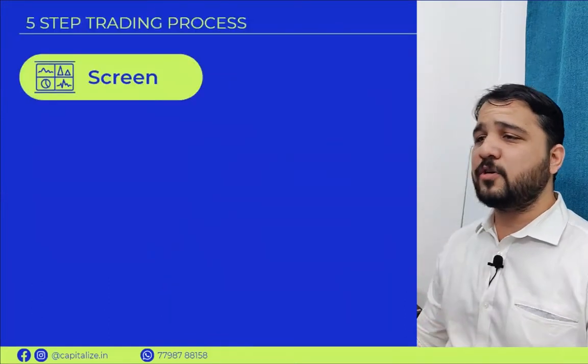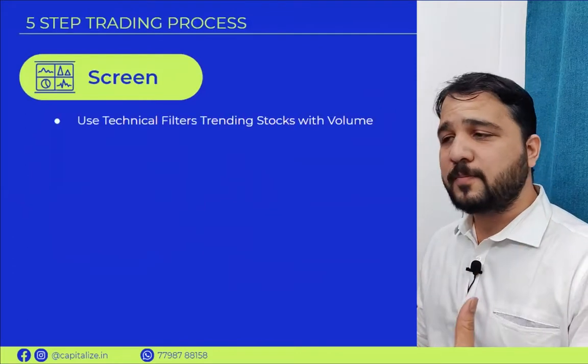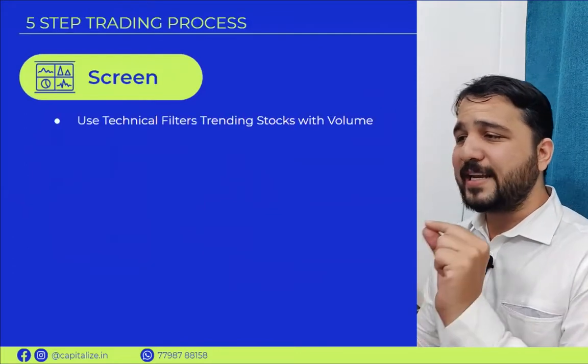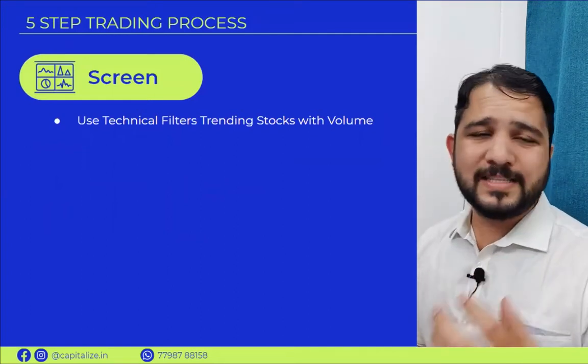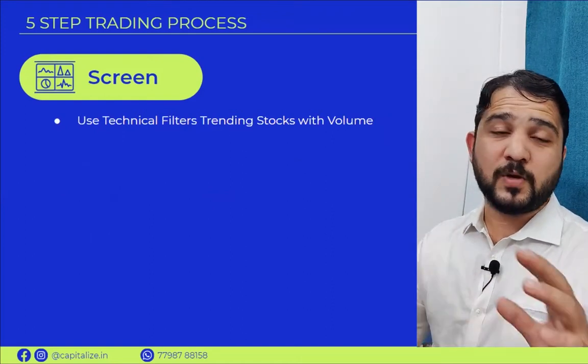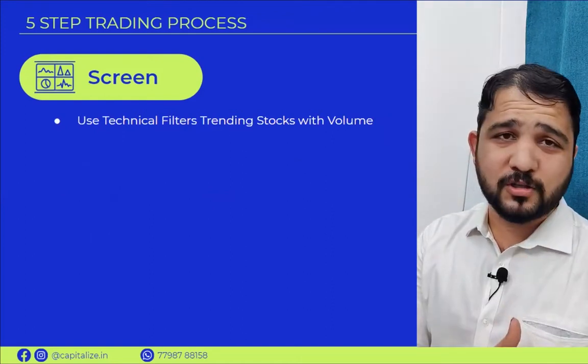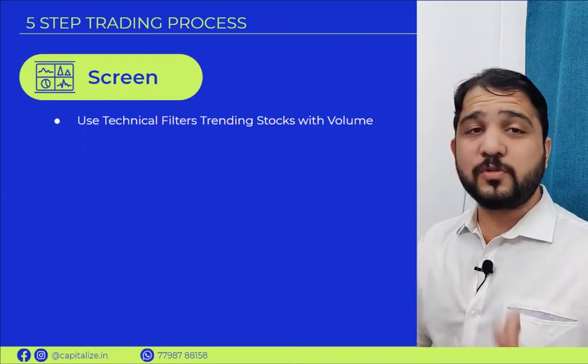First is your screen. By screen, I mean screening of stocks. Here we use technical filters and find trending stocks with volume. Why is that important? The stock market is a vast place. There are almost 1500 stocks on NSE and more than 5000 stocks on BSE. Which ones do you choose for trading?